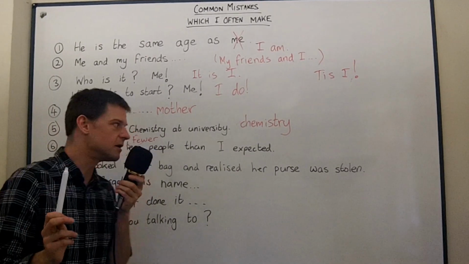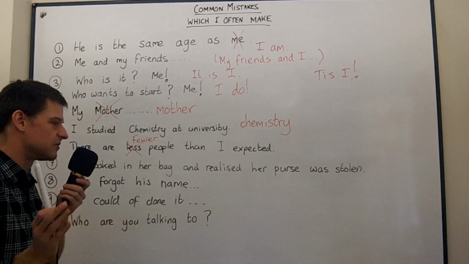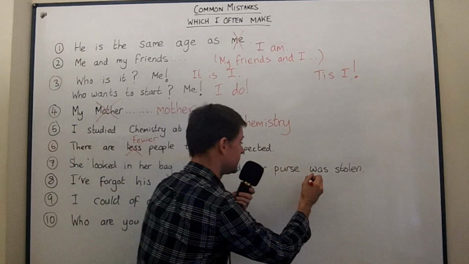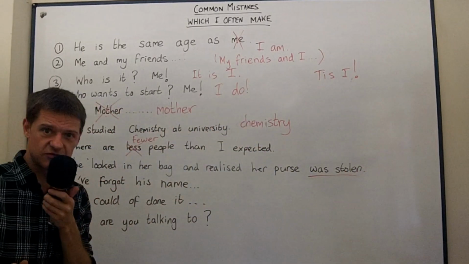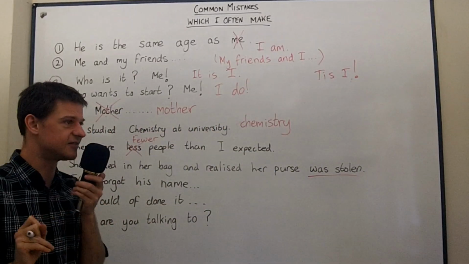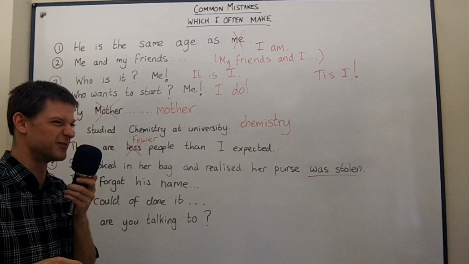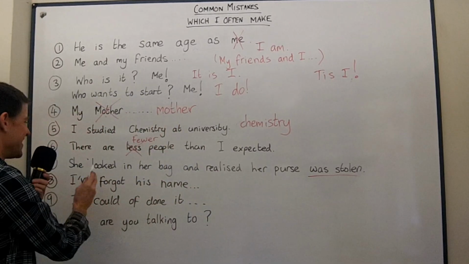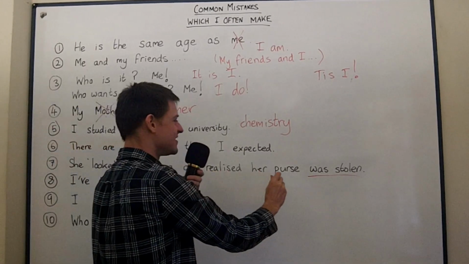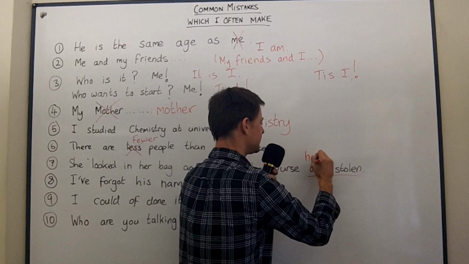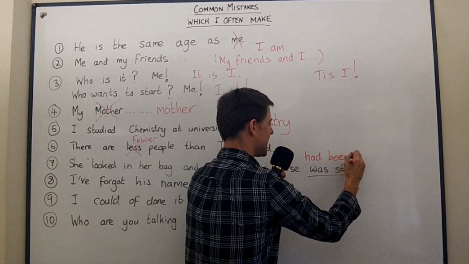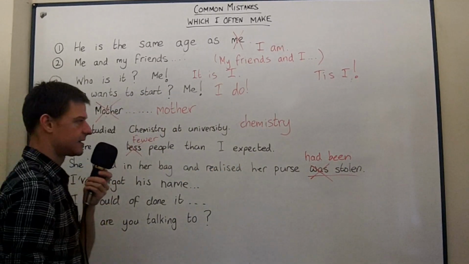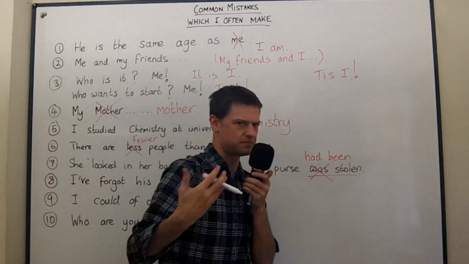Number 7 is a mistake which I made when I first started teaching, and one of the members of my class, a young girl who was very young at the time, but her grammar was good, said that this was the wrong tense. And she was right, of course. And again, I think this is an unforgivable mistake in the sense of you won't sound very educated if you make this mistake. She looked in her bag and realised her purse had been stolen, because the action happened earlier than she looked in her bag. And so this sounds much better to me.